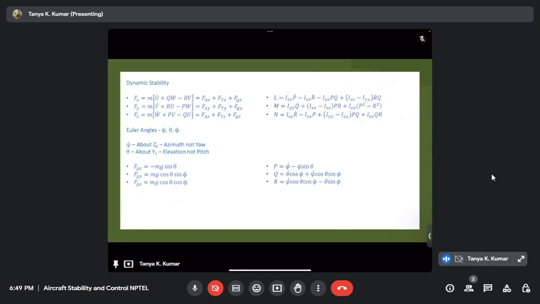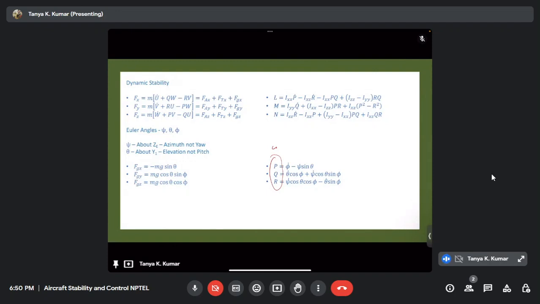Now, where do these Euler angles come into play? They come into play in 2 places. One is the gravitational forces and the other is this PQR, that is omega. So the Euler angles and the rate of change of the Euler angles come into play in this PQR, which is omega, and the Euler angles as such come into play in the gravitational forces. Now here you can see that the theta and phi are present.